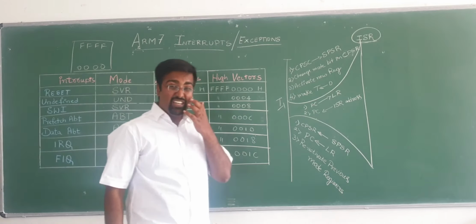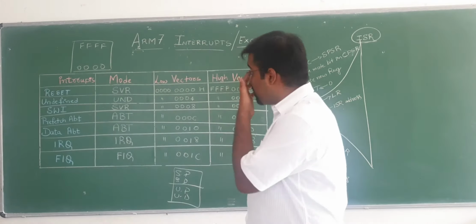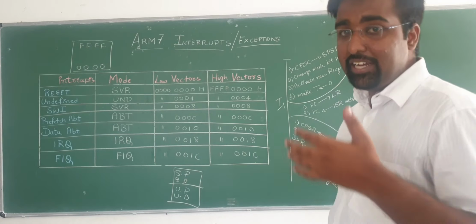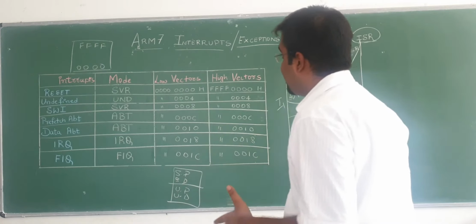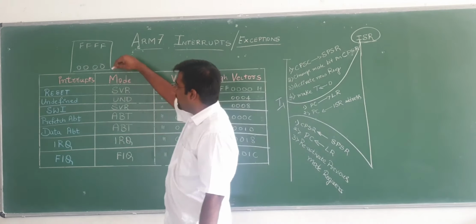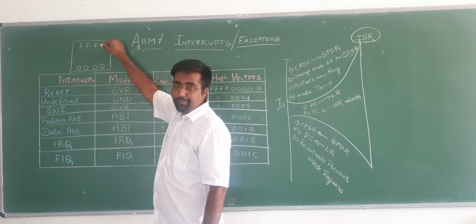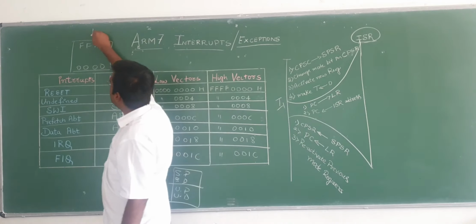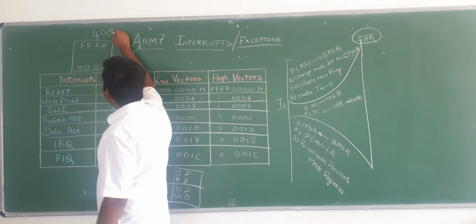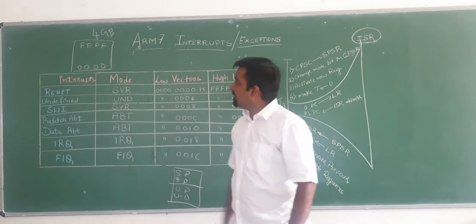Okay, so it starts from 0, 0 and FFFF. I don't want to make it very slow, and we'll try to understand it very quickly. Your memory starts with the address 0, 0 to FFFF, so your total memory is of how much? 4 GB memory in your processor, okay.